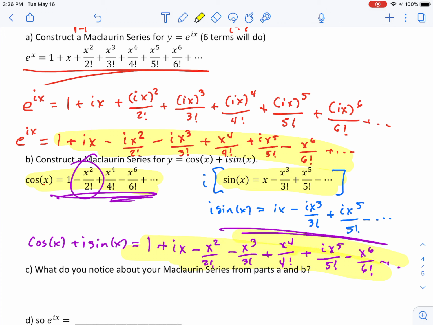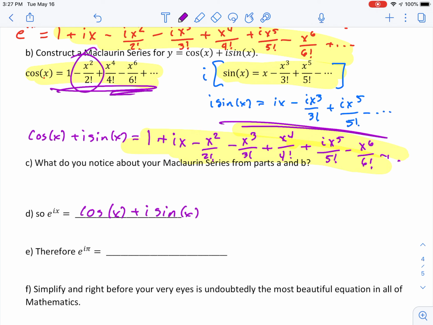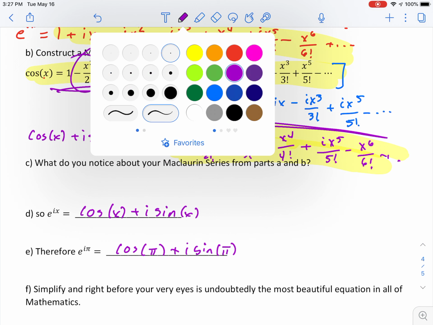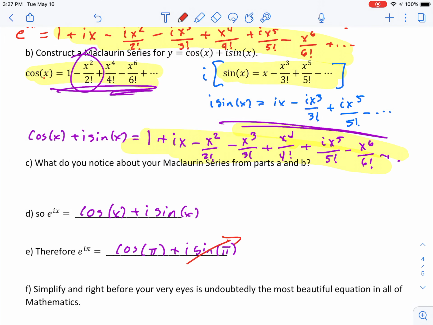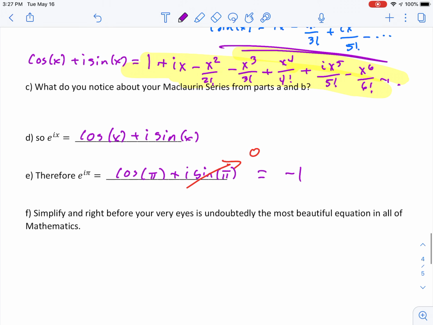And so now that we have this relationship, for x, we can plug in pi. And so this e to the i pi is going to equal cosine of pi plus i sine of pi. And hopefully you remember from your unit circle that sine of pi is 0 and cosine of pi is just going to equal negative 1. So all of this equals negative 1. And so it leads to this conclusion that e to the i pi equals negative 1.